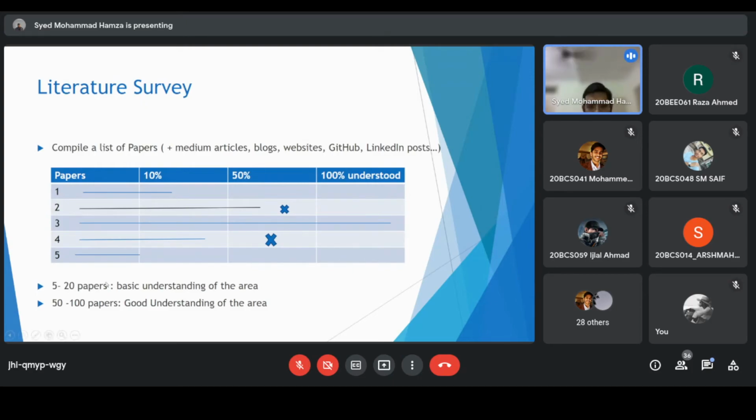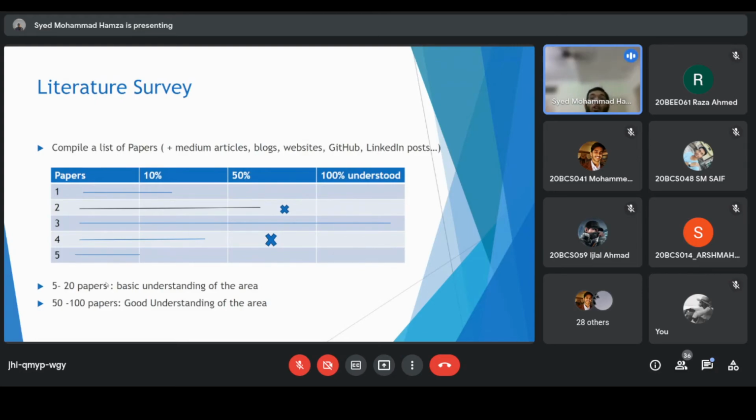Now it is said that if you read 5 to 20 papers, you have a basic understanding of a research area. And reading 5 to 20 research papers is not very difficult. It can be done in a month or so, or sometimes 2 weeks. You can do that in 2 weeks also.